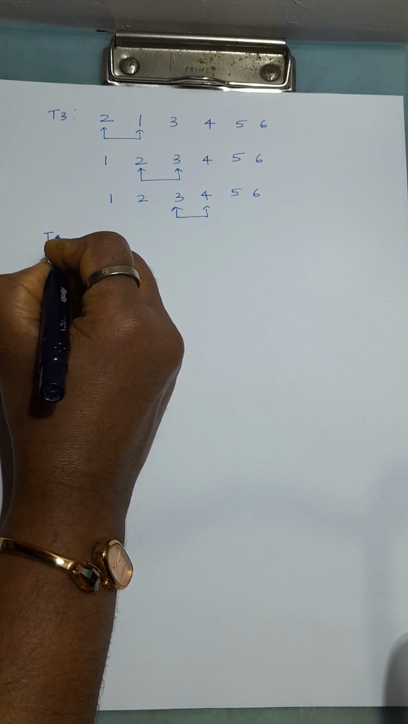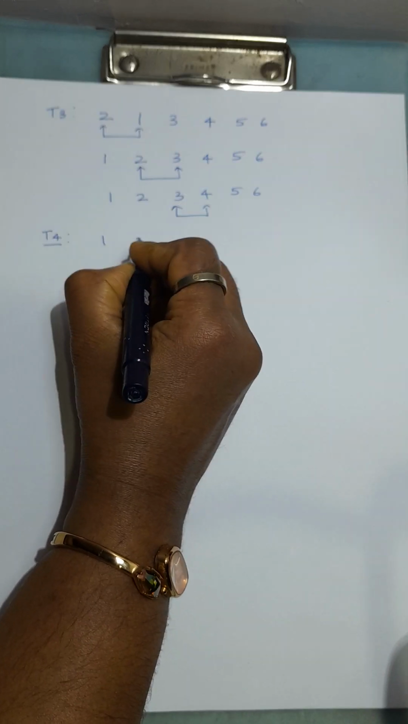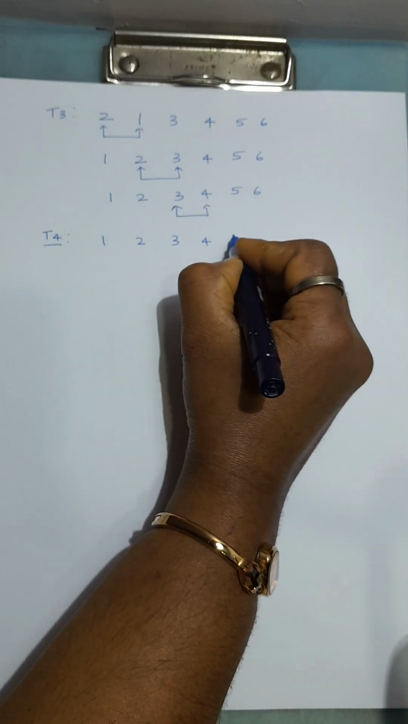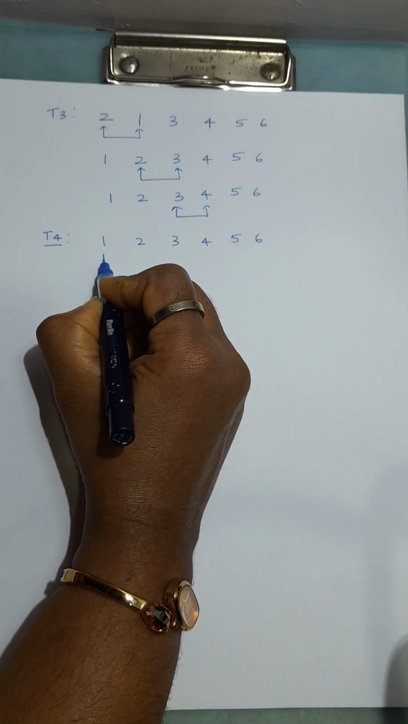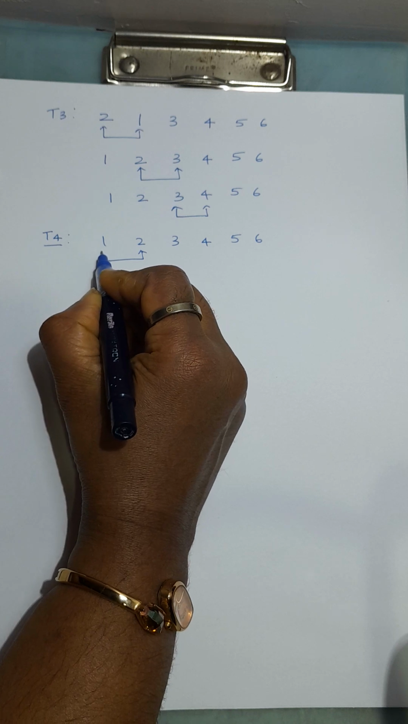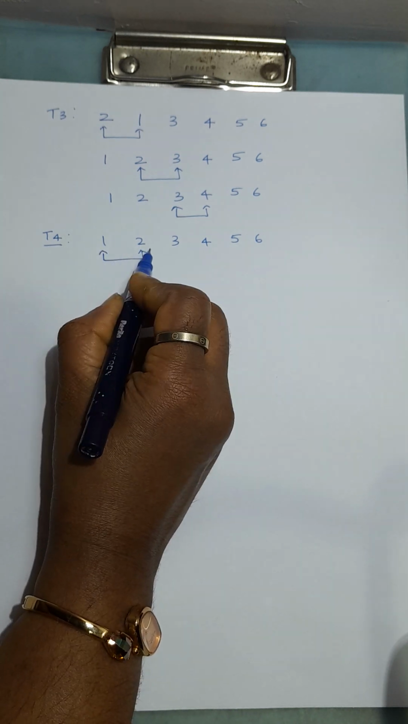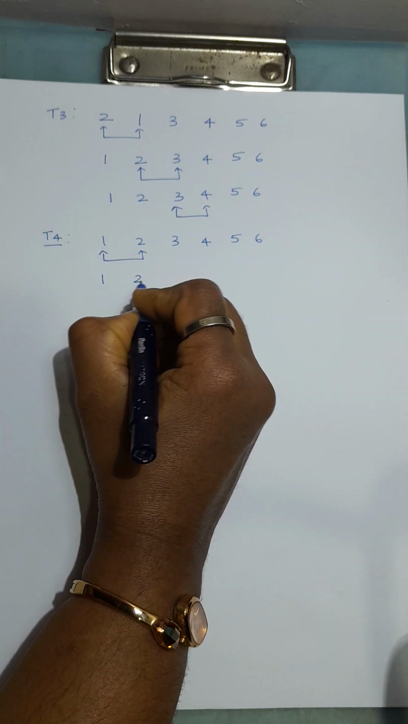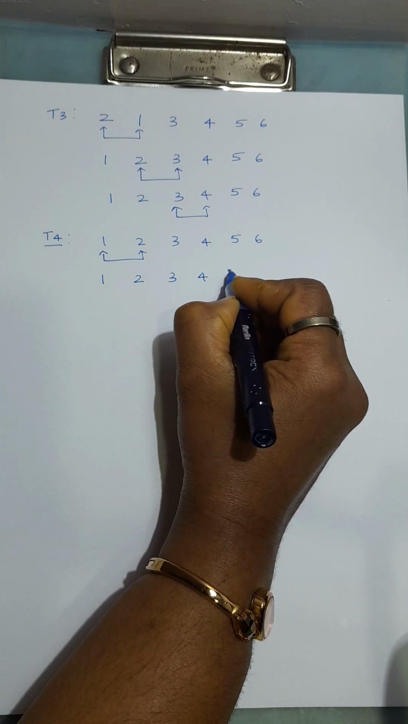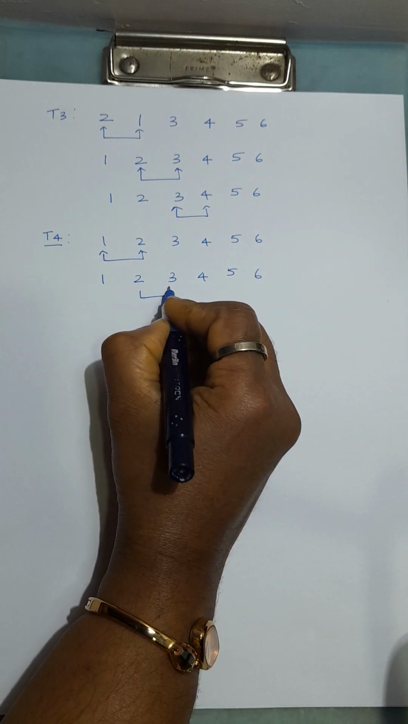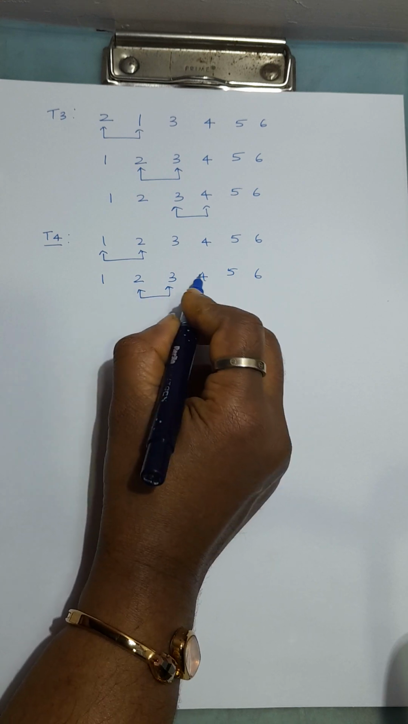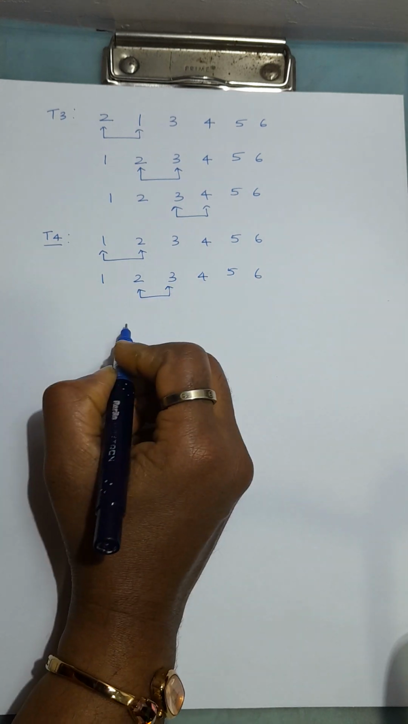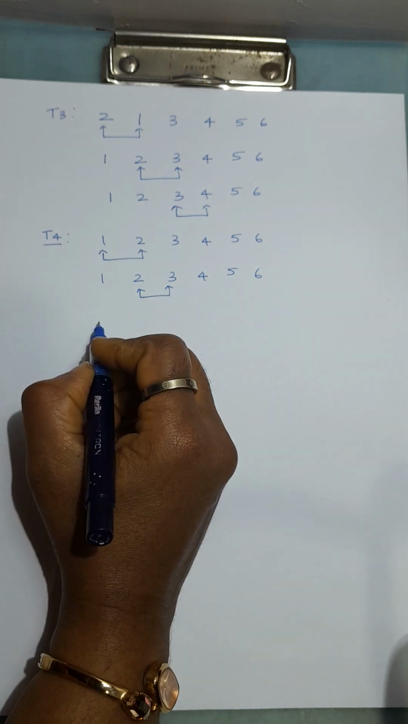So next iteration, it is 1, 2, 3, 4, 5 and 6. Okay, now there is a check between 1 and 2. Is 1 greater than 2? No, nothing happens. Then it checks between 2 and 3. It is not greater, so we leave as it is. We don't go further in order to check the remaining sorted elements.